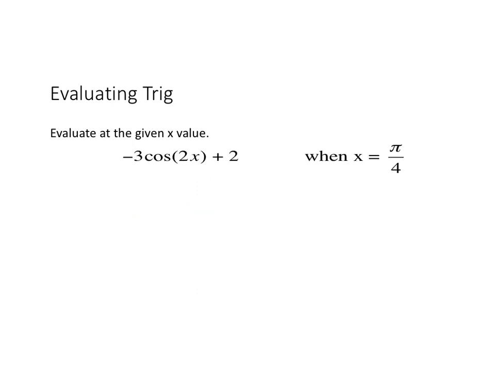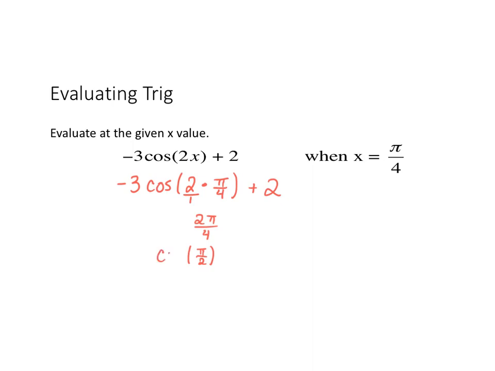Next example that we'll do is negative 3 times the cosine of 2x plus 2, and I'm going to let x equal pi over 4. Again, first step is substitution. For my 2 times pi over 4, this can be simplified. So I'm going to do 2 over 1 times pi over 4 and multiply straight across. So that's going to give me 2 pi over 4, which can be reduced to 1 pi over 2 or half of a pi. So this can be reduced to pi over 2.